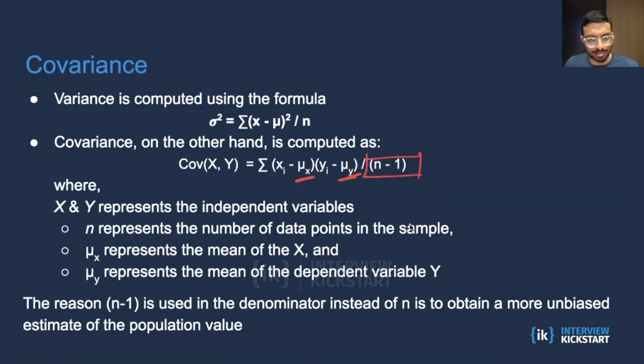Now you might ask, and it's a good question, why are we dividing it by n minus 1? The reason we do that is because it's been shown empirically, or otherwise as well. There are mathematical proofs for this, which are beyond the scope of this particular video, but I would encourage you to search for it on Google as well. It turns out that using n minus 1 over here actually gives us an unbiased estimate of the variance, in this case, the covariance.